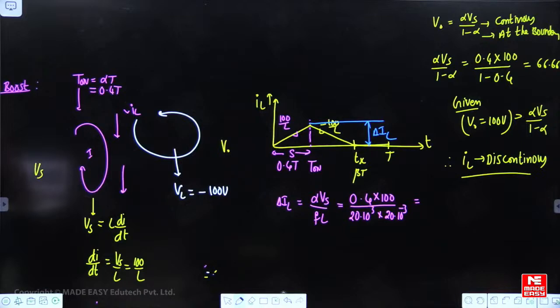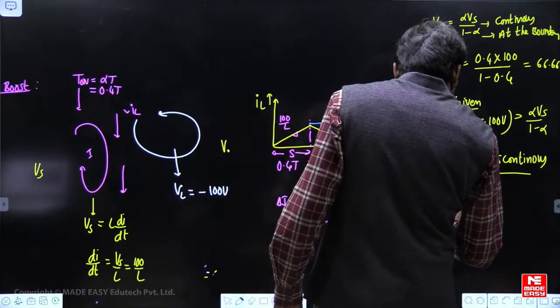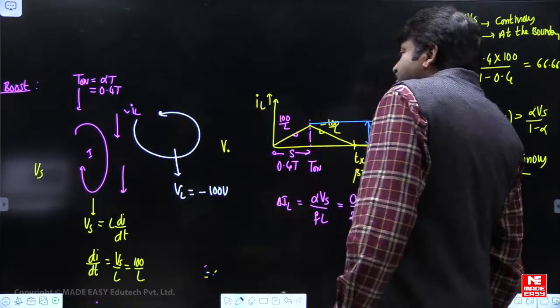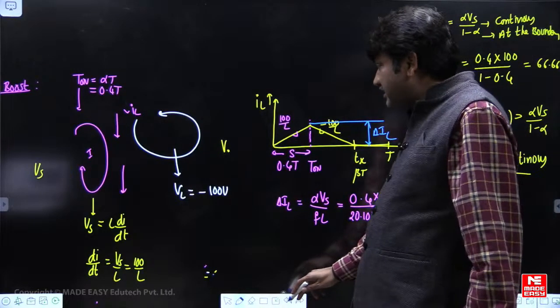So what is the answer? The answer is 0.1 amperes. Okay, 0.1 ampere. So here the first point is you have to check whether it is continuous or discontinuous.